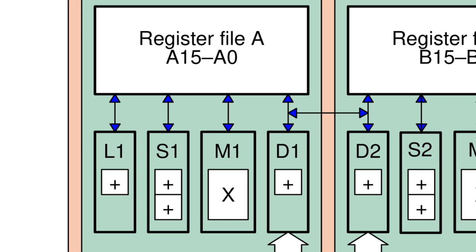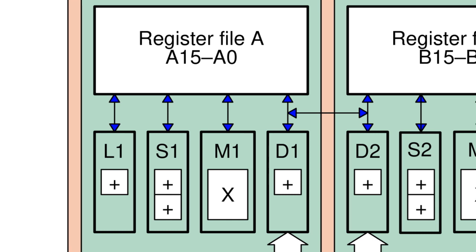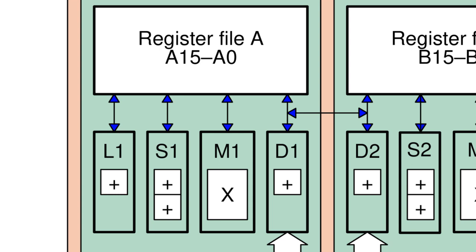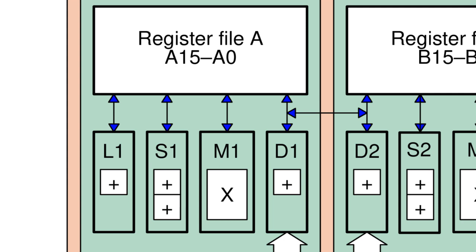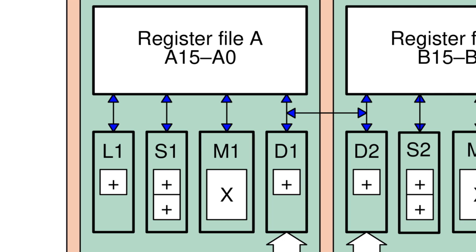The 4 types of functional units have different capabilities. The L units can perform 40-bit arithmetic and logical operations. The S units can perform 32-bit arithmetic shifts and perform branches. The M units can perform multiplication, and the D units can perform loads and stores and address arithmetic.